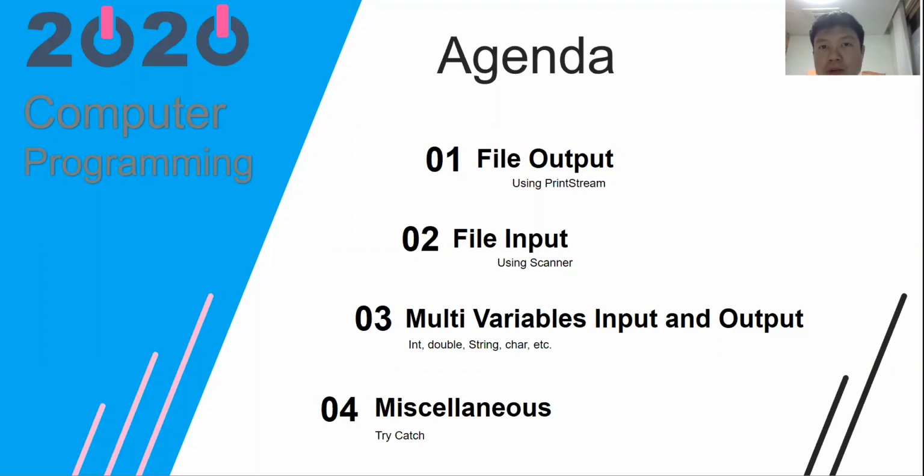I think you already know about the scanner, and we are going to use the scanner to check the file. And there will be multiple variables, input and output. So you will check what kind of those variables that you can learn, and some other things like the try and catch.